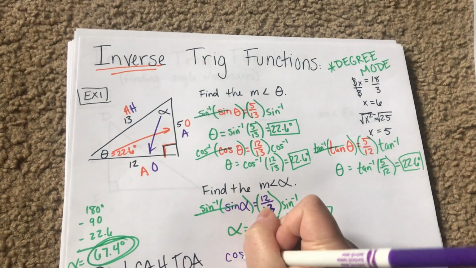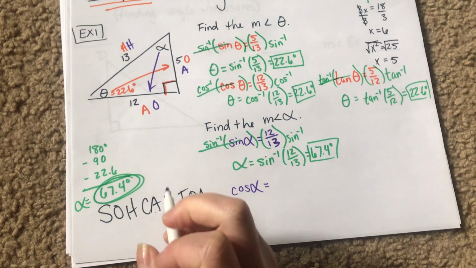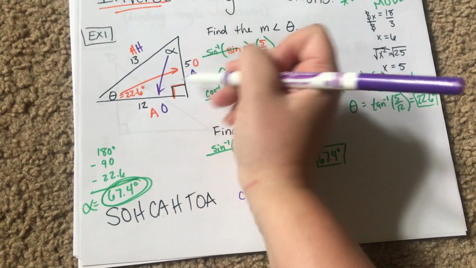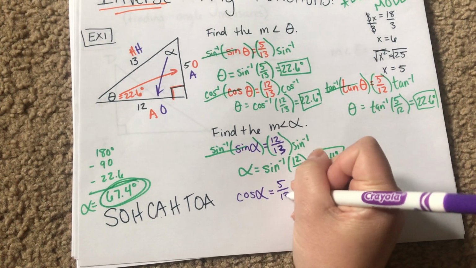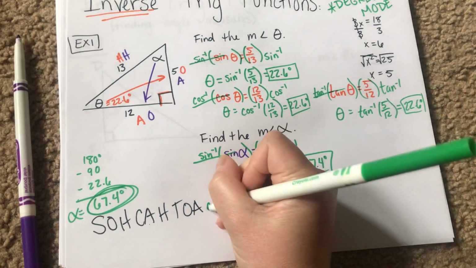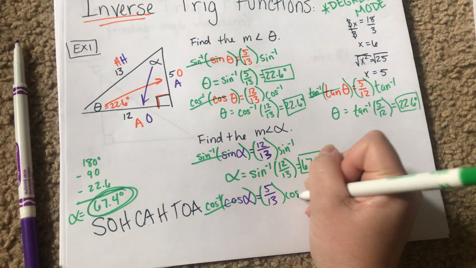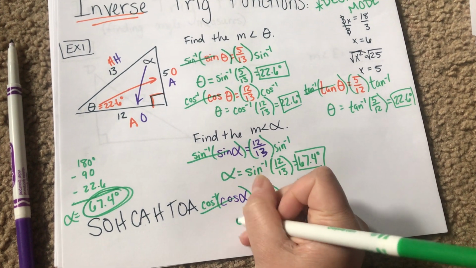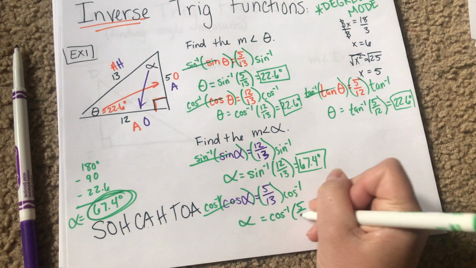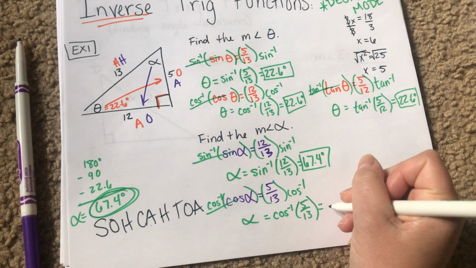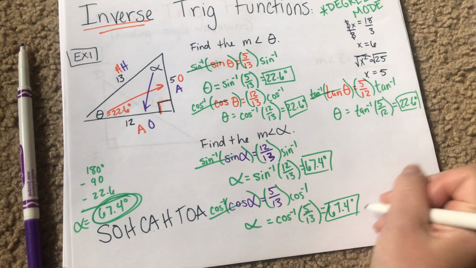Same idea if we use cosine of alpha. Cosine is adjacent over hypotenuse. So we look at our adjacent is here, purple, 5/13. We want to undo that. We use our cosine inverse. Cancel that out. What we do to one side, we do to the other. So we're left with alpha equals the cosine inverse of 5/13. And when you type that in your calculator, we still get 67.4 degrees.